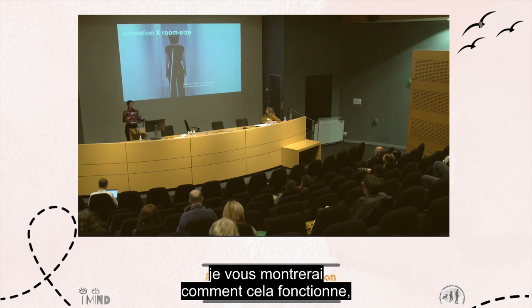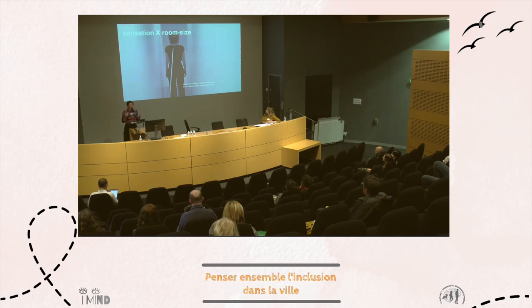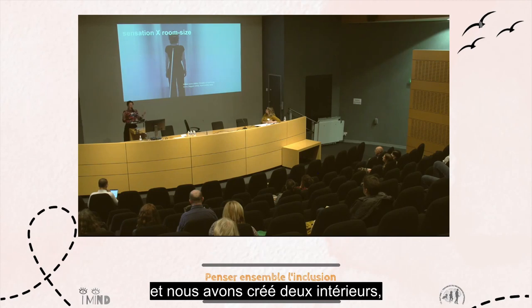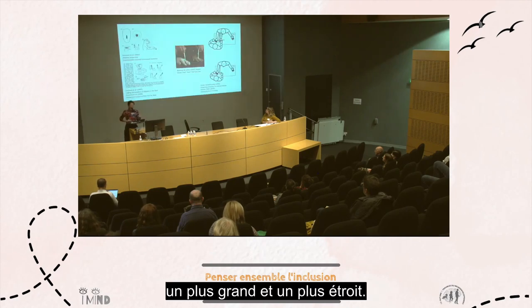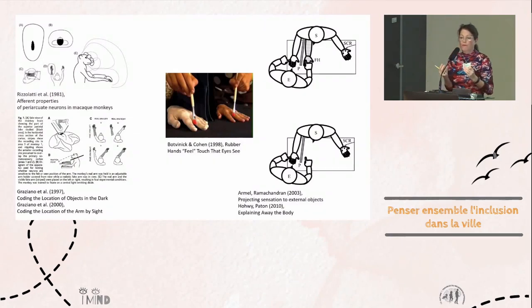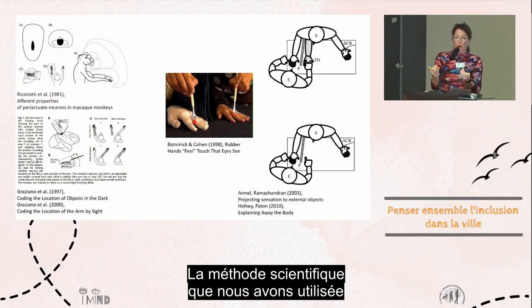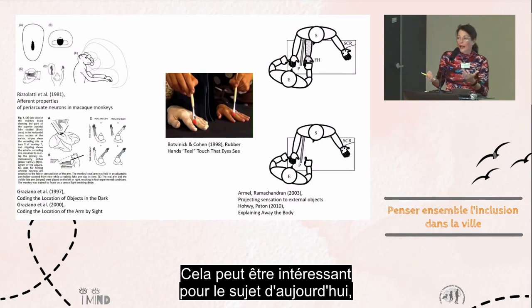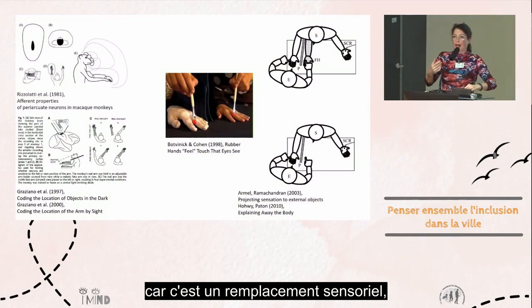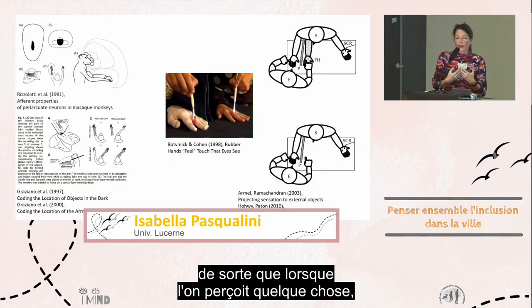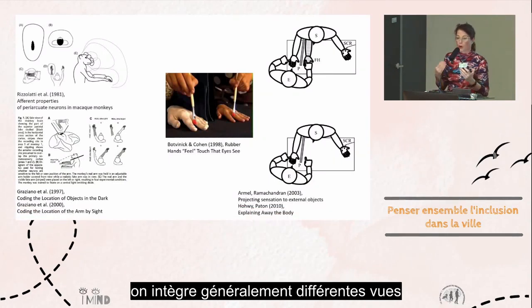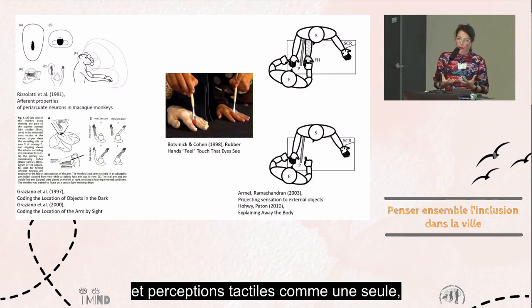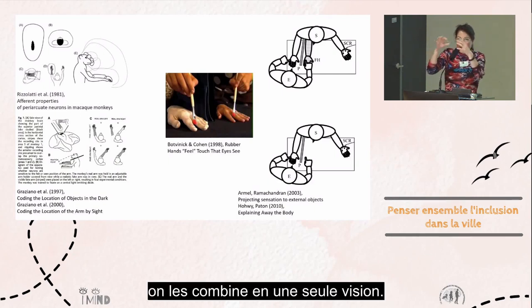I will show you in a minute how that works. And we created two interiors, a larger and a more narrow one. And the scientific method that we have used is a visual tactile integration. I think that this could be interesting for the discussion here because it's a sensory replacement, so that when you have perception, usually you integrate different views and tactile perceptions into one combined vision.